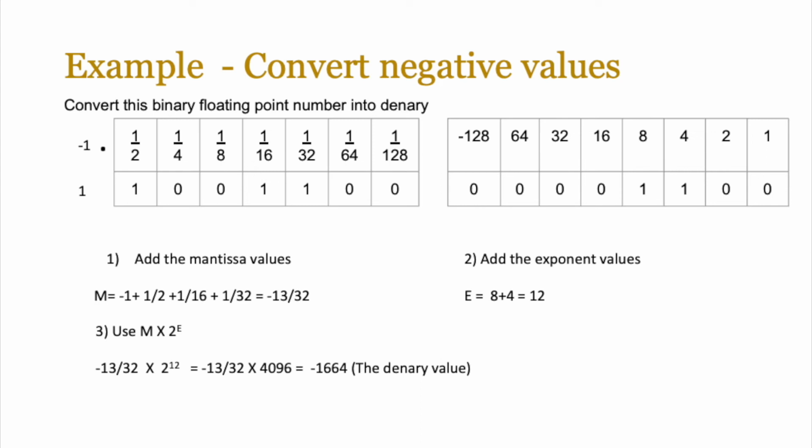So we've got to say -1 plus a half plus 1 over 16 plus 1 over 32. Add them all up, you get minus 13 over 32. Using m times 2 to the power of e, we get minus 13 over 32 times 2 to the power of 12, which you then equate down to gives you minus 1664, which is the denary value.